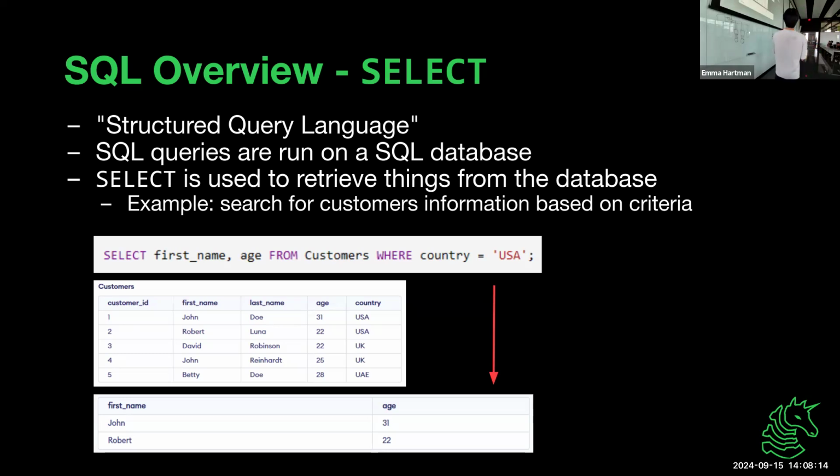whatever database software you're using, they all work off of SQL. You can do this query: select first name, age from customers where country is USA. It'll filter out which of these guys are from USA and return their first name and their age only. So as you can see, already it's a pretty flexible language. You can filter, you can choose which columns you want. There are a lot more operations that you can do.